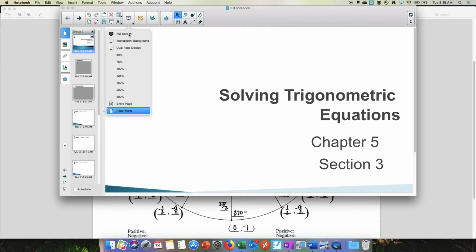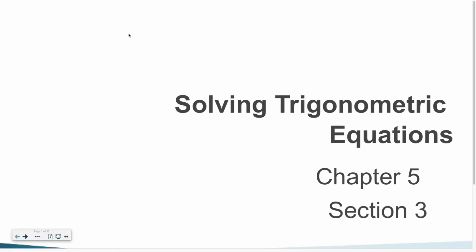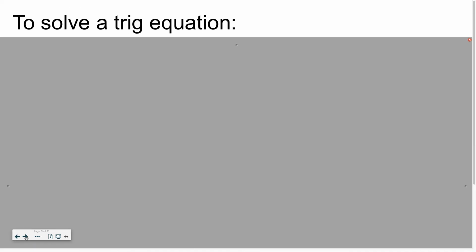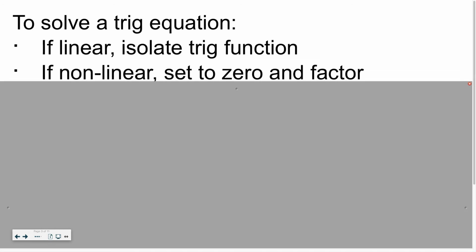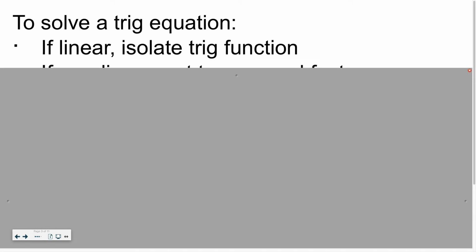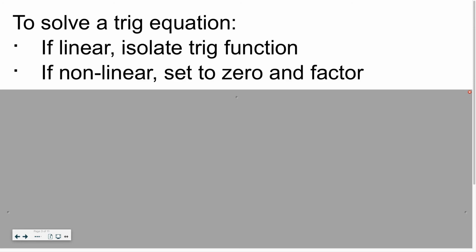All right, so we already began talking about solving trig equations, and we talked through the basics, right? We talked through these steps here. If it's linear, isolate the trig function. What we're going to look at today are some non-linear problems where we need to set equal to 0 and factor. Remember, the only way to use the zero product property is if we factor and set equal to 0.